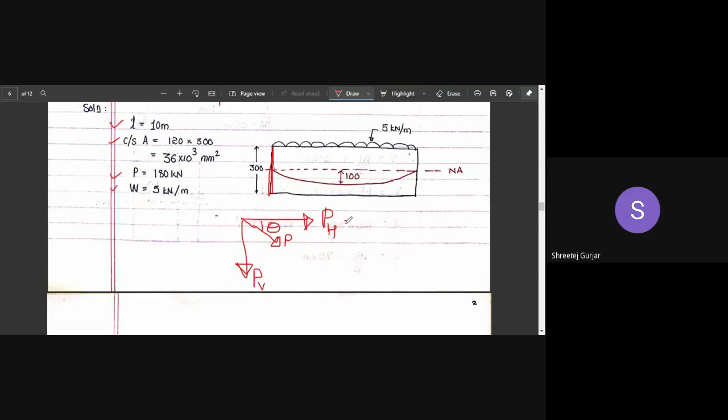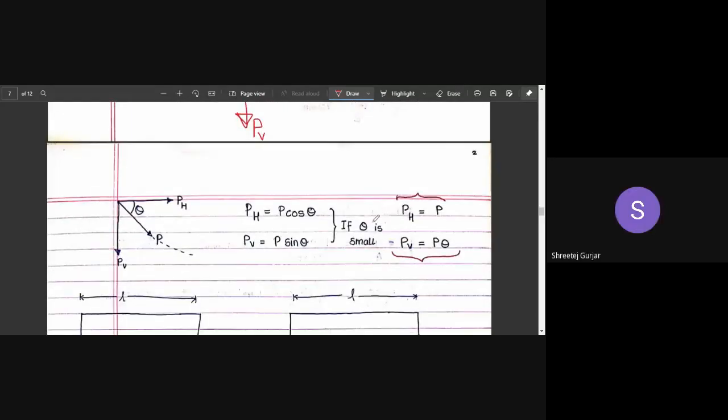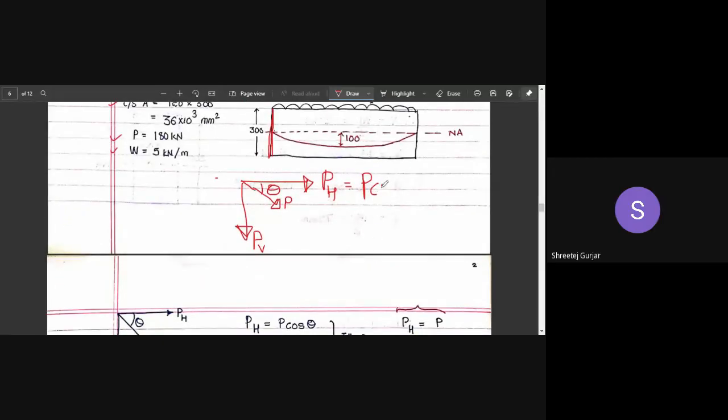So what is PH? Can you tell me now? Is it cos or sine? P cos or sine? Cos, sir. Yes, right. PH, you can see, is P cos theta. Similarly, what is PV? It is P sin theta. So now we need to find out this theta.